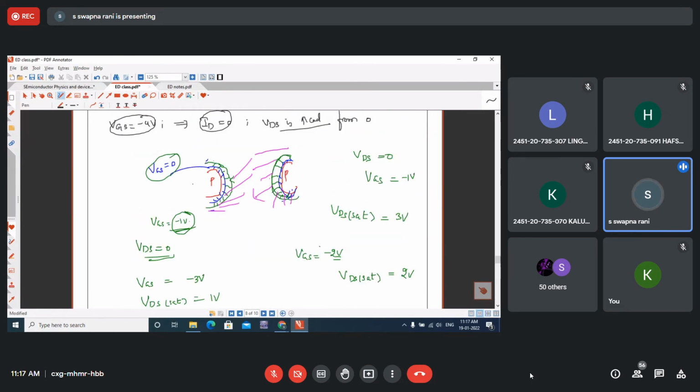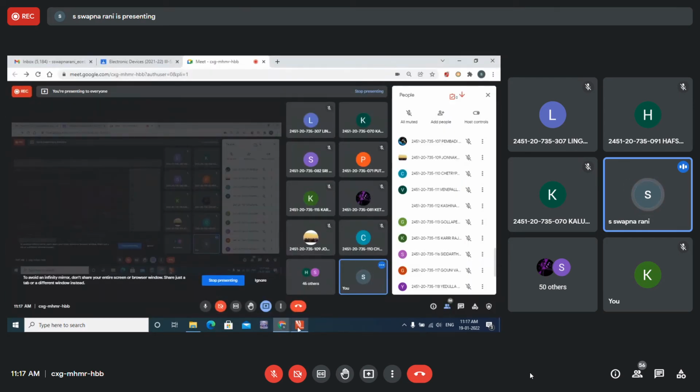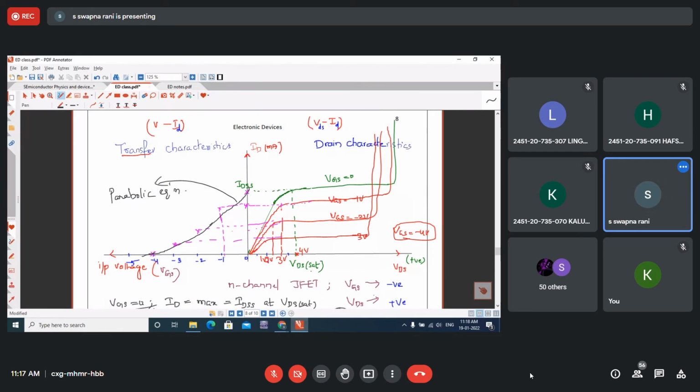If you have any doubt, please let me know, we will discuss. Any doubts regarding these characteristics? You can raise them. Very important for the long answer question. If it is clear, then we will continue. Or if you have any doubts, we will discuss regarding the working and the shape of the characteristic curves.